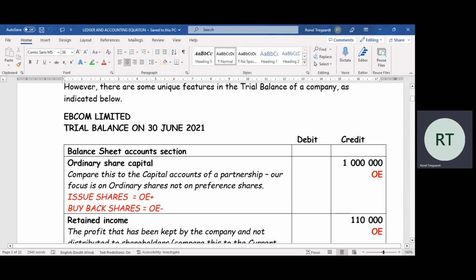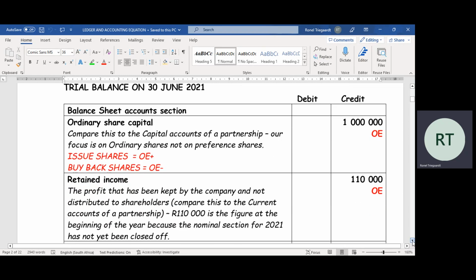Okay. Right. The first new account is the ordinary share capital account. Die eerste nuwe grootboekrekening is die gewone aandele kapitaalrekening. I told you when we did the share capital that there are different types of shares in real life in a company. There are preference shares, there are shares without voting rights, whatever the case may be. But we are just going to concentrate on ordinary share capital, net gewone aandele kapitaal. This account is in the place of a normal capital account in a sole owner or in the place of capital A and capital B in a partnership.